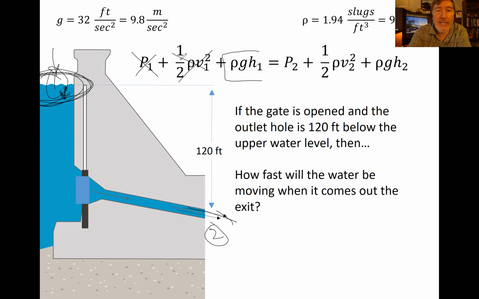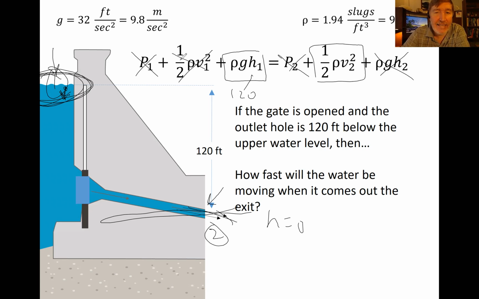We got rho g h1. Now, if this is open to the atmosphere, then the pressure there is 0. If this is where we define our h equals 0 position to be, then this height equals 0. And h1 here is going to be 120. And so what have we got? We've got the exact same equation that we had before.